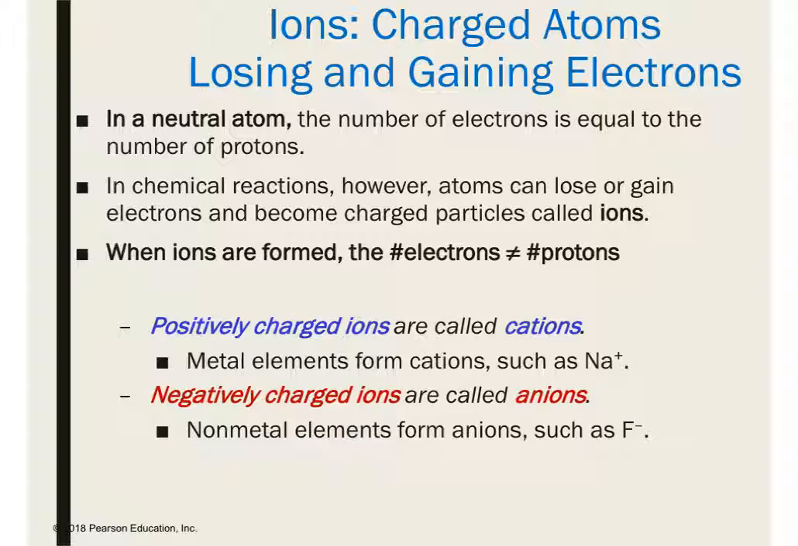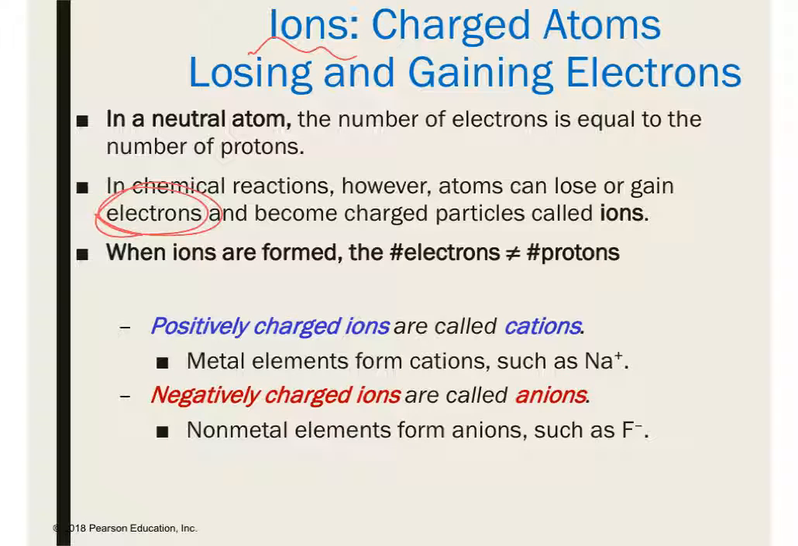All right, couple more slides. We've talked about isotopes. Isotopes have different number of neutrons. We're going to talk briefly about ions. Now, ions start to be formed when chemical reactions start to occur. An ion is a charged particle, and ions are formed by either losing or gaining electrons.